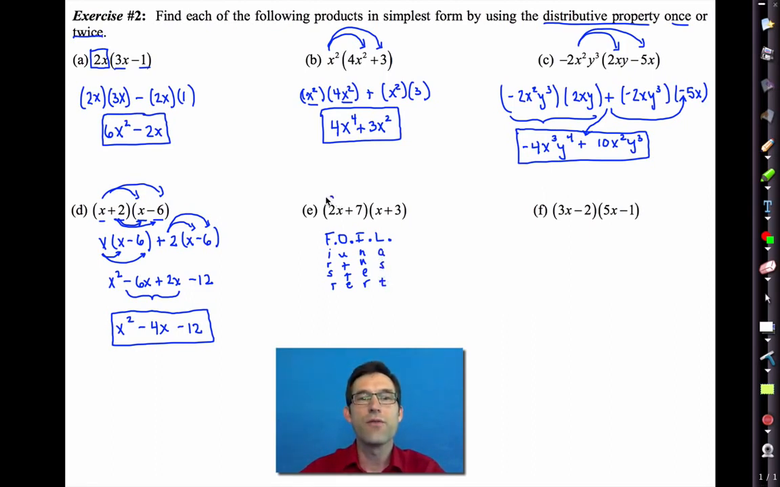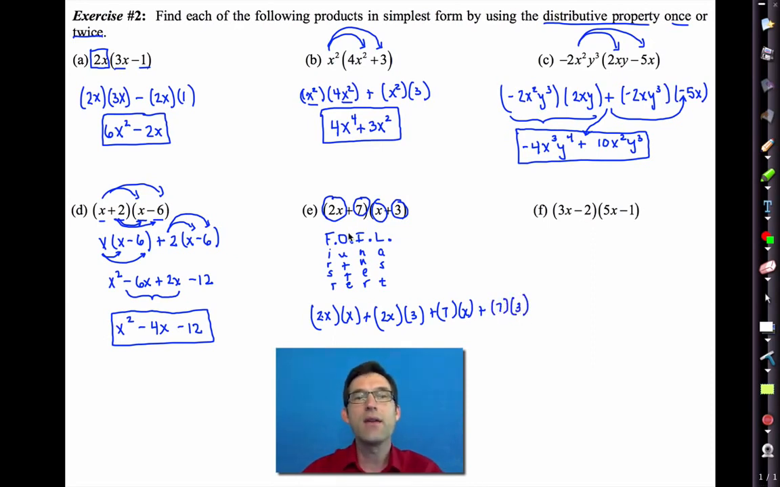Now, what does that actually mean? Well, it means that you first multiply the first two terms. So that'll be 2x times x. Then you multiply the outer terms. That would be these two. And that would be 2x times 3. Then you multiply the inner terms. Those would be these two. That would be 7 times x. And then you multiply the last two terms, which would be 7 times 3. And again, notice the key here is that every term within this parentheses must multiply every term within that parentheses.